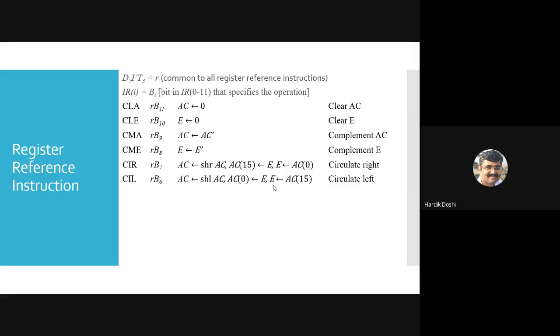The next instruction we have is INC, which occurs at RB5. It means increment accumulator by 1. So AC equals AC plus 1. Very easy instruction. Next instruction we have is SPA, that is skip next instruction if AC is positive, which occurs at RB4. Now, how to skip the instruction? How can we write it in the form of RTL, that is register transfer language? Skip next instruction if AC is positive.